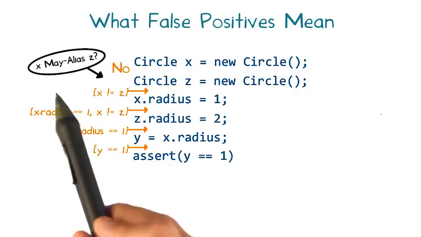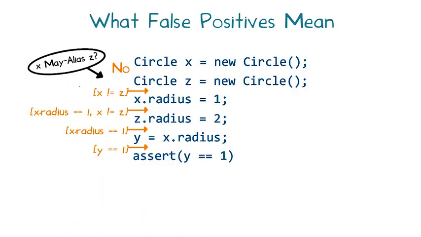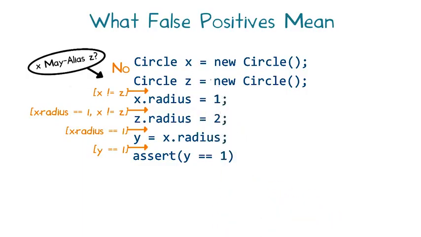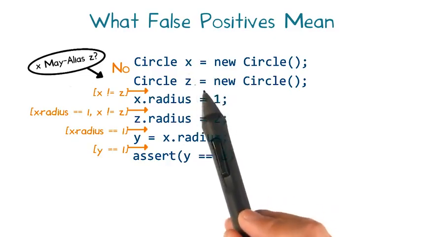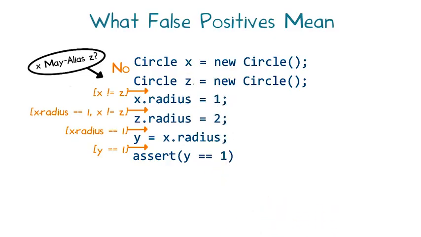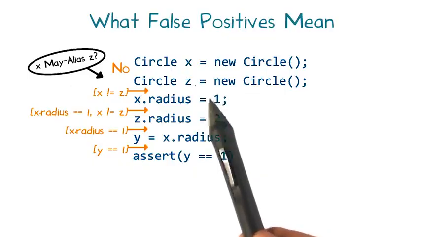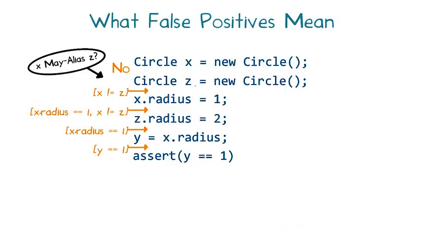Conversely, x may alias z returns yes if we cannot determine whether x and z are aliases or not. In other words, yes does not mean x and z must be aliases. It just means they may or may not be aliases. If x may alias z returns yes when x and z are not actually aliases, we consider this a false positive. Let's take a look at how a false positive manifests in this example.